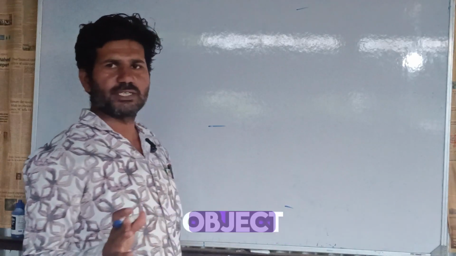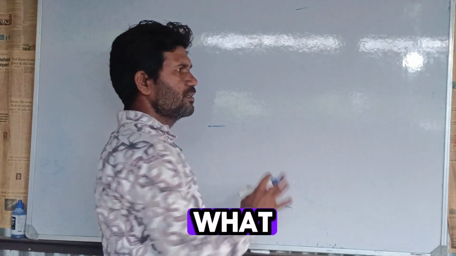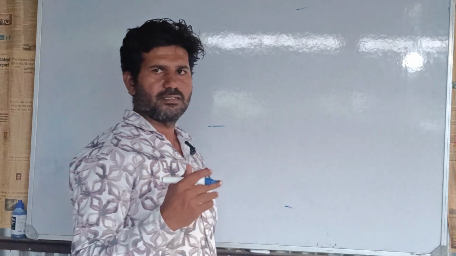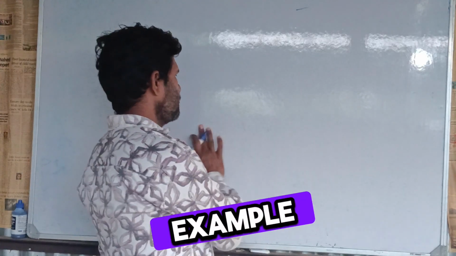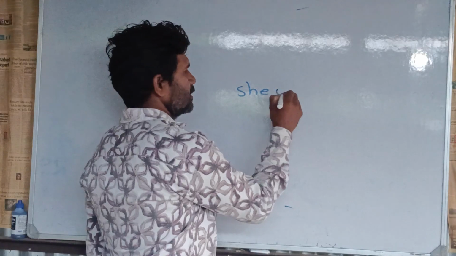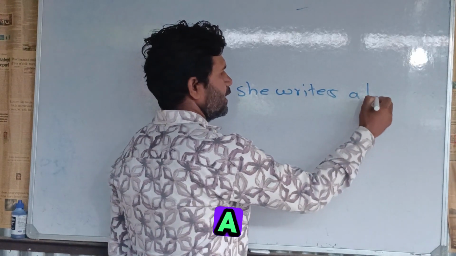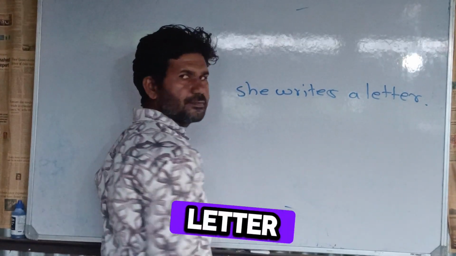First, we'll see direct object. Direct object is what gets affected by the action described by the verb. For example, she writes a letter. She writes a letter.